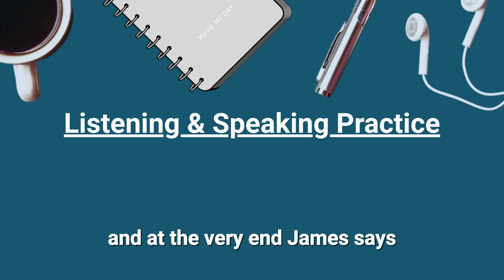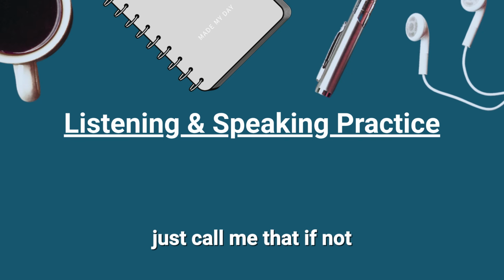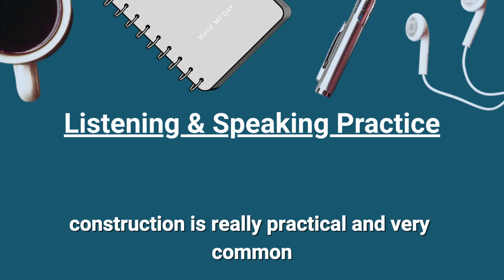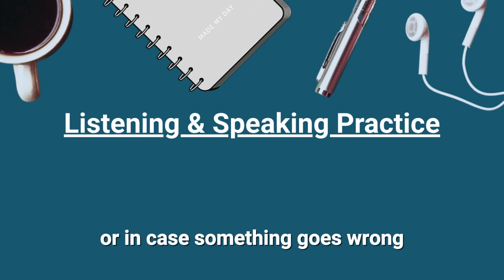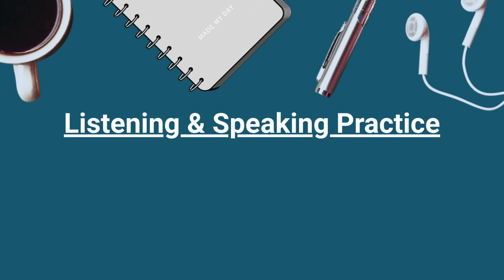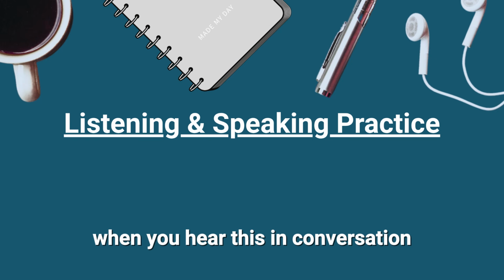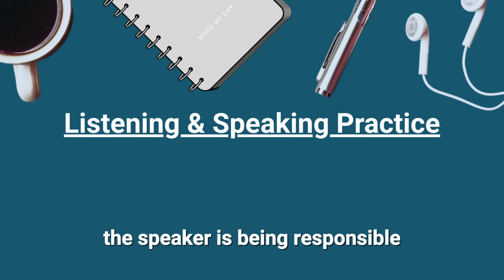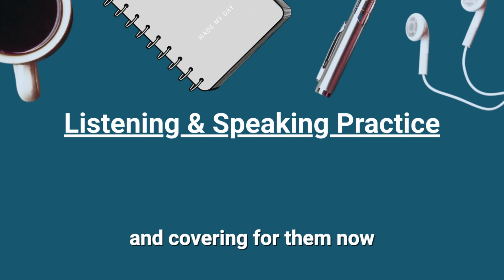And at the very end, James says, "If I don't message you by 7, just call me." That "if not" construction is really practical and very common. "If I don't" means in case I forget or in case something goes wrong. It's setting up a backup plan. When you hear this in conversation, the speaker is being responsible. They're thinking ahead about potential obstacles and covering for them.